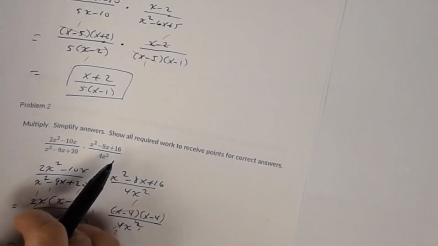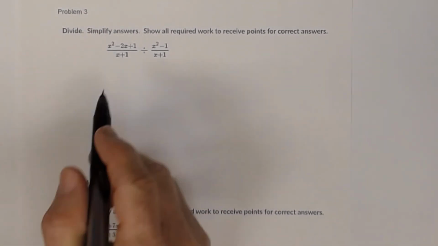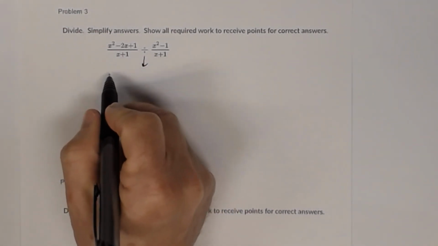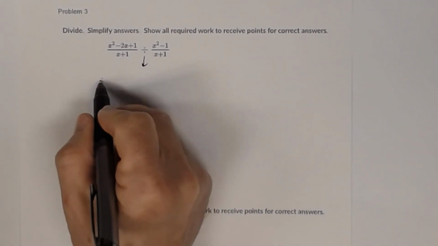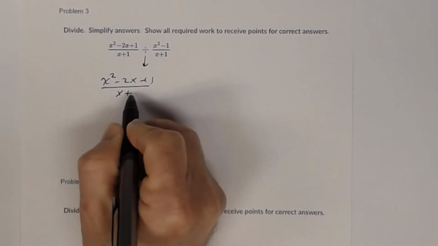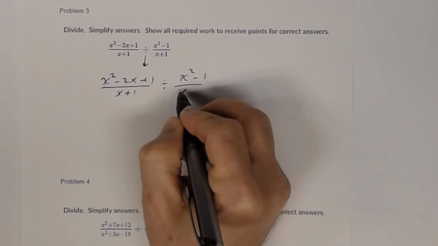Number 3. This time you're dividing. The first thing you need to do is change division to multiplication. So let me go ahead and rewrite this over. This will be x squared minus 2x plus 1 divided by x plus 1. I'm going to go ahead and do division here: x squared minus 1 divided by x plus 1.